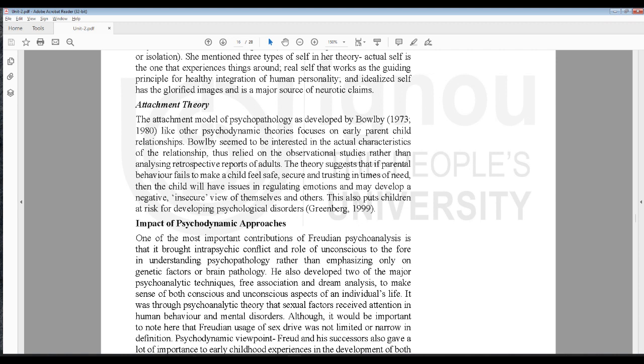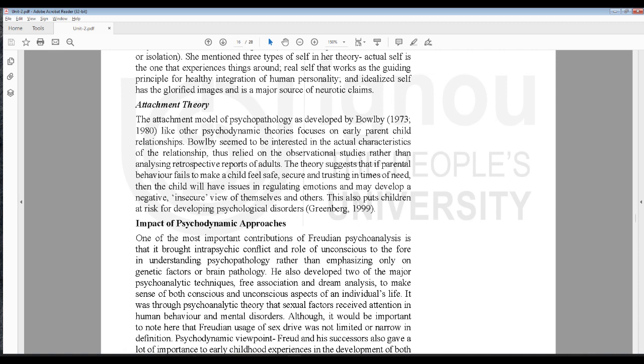Greenberg, 1999. Impact of psychodynamic approaches. One of the most important contributions of Freudian psychoanalysis is that it brought intrapsychic conflict and the role of the unconscious to the fore in understanding psychopathology rather than emphasizing only genetic factors or brain pathology.